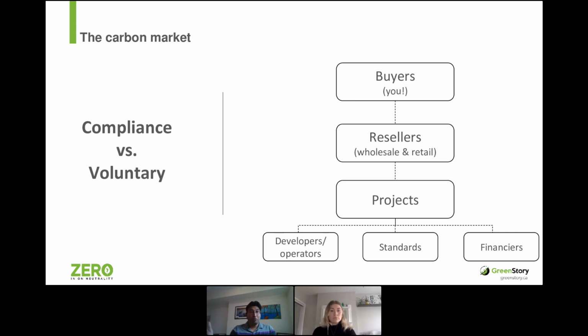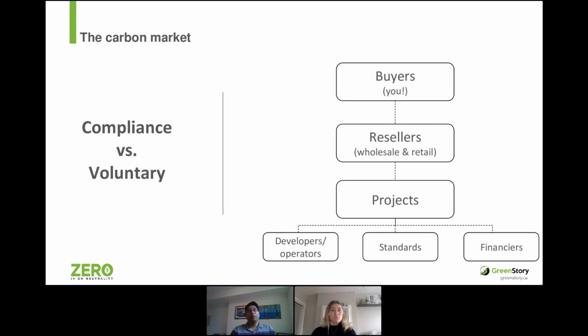Now, in the case of the voluntary market, these are used by individual consumers or businesses which do not have any regulatory requirement to reduce their emissions, but they would voluntarily take responsibility to offset their climate impact. And there is no restriction in terms of which projects they use, what type of projects, their location, or the quality of the offset. Okay. So that's the main difference between the compliance and voluntary markets.